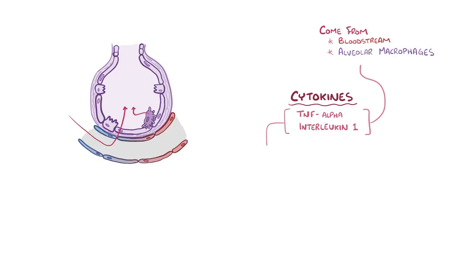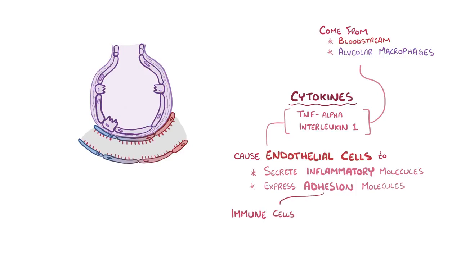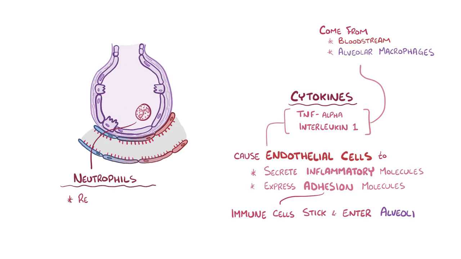Whatever the source, these cytokines cause capillary endothelial cells to secrete inflammatory molecules and express adhesion molecules on their surface that help circulating immune cells to adhere or stick to them. Neutrophils, some of the first responders of the immune response, then stick to the endothelium and migrate out of the capillary and into the alveoli. These neutrophils launch into inflammatory mode, releasing proteases, enzymes that digest proteins, reactive oxygen molecules that cause free radical damage, and cytokines, which perpetuate the cycle of inflammation.